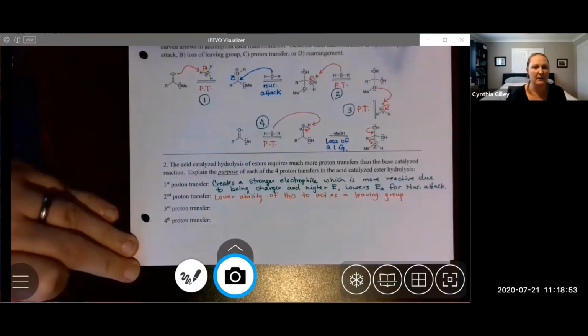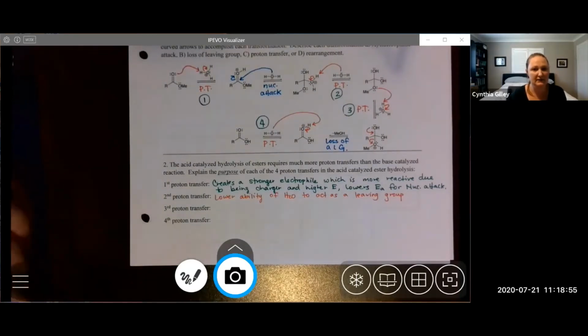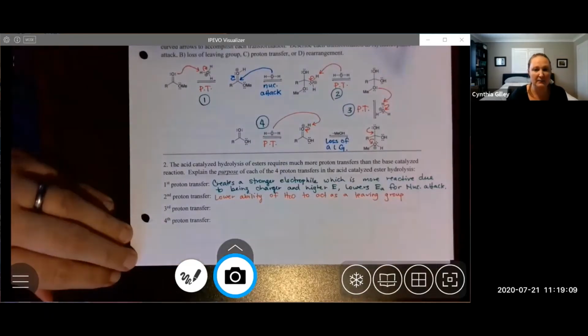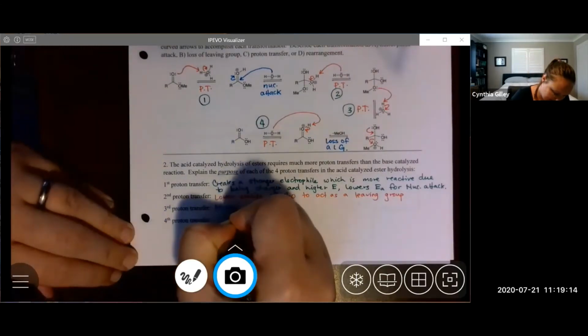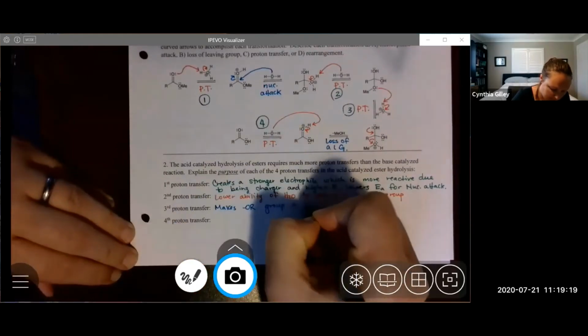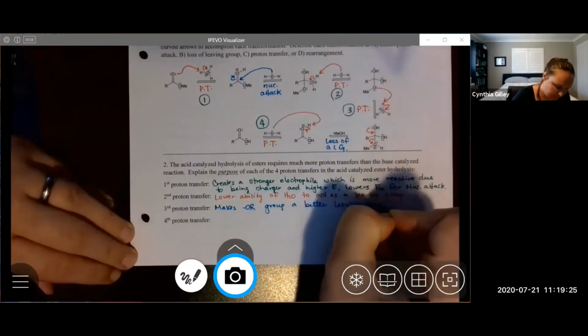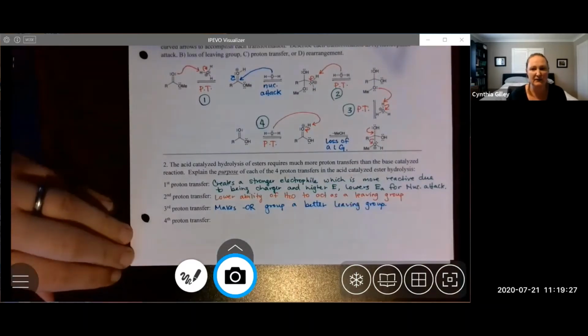Okay, and that essentially moves the reaction forward. Okay, so the next one, the third proton transfer, that creates the methoxy group, makes it a better leaving group. So makes the OR group a better leaving group. Right, because it can't leave and become negatively charged under acidic conditions.